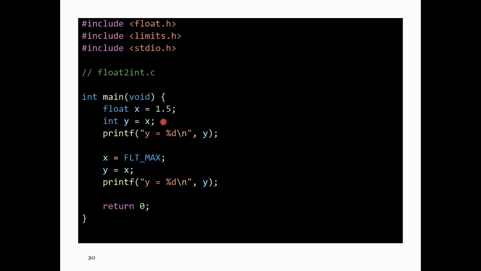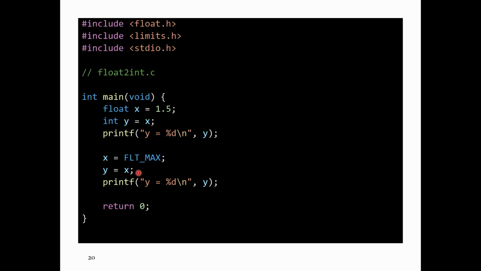C doesn't care. The compiler will let you do this. It just applies the conversion rules, so we lose the 0.5, and we store the 1 in y. So that's going to work. Now, float max is much bigger than the largest value of int. It's something times 10 to the 38, much, much bigger than the largest integer value. So when I store float max in y, again, the compiler doesn't care. It just does it.